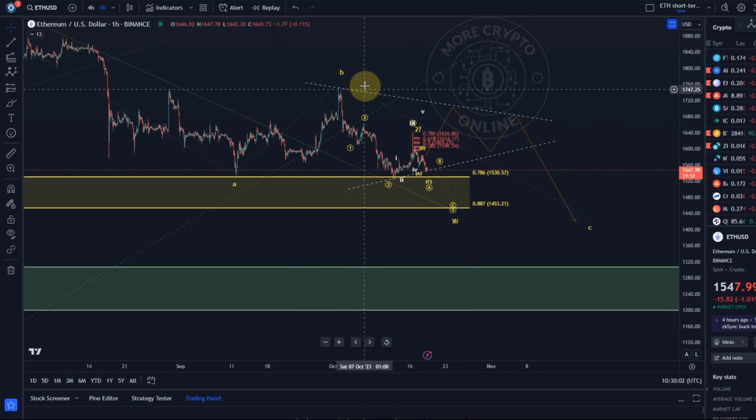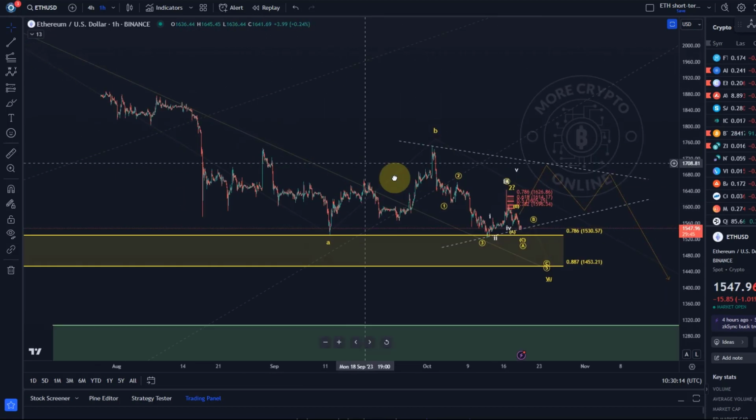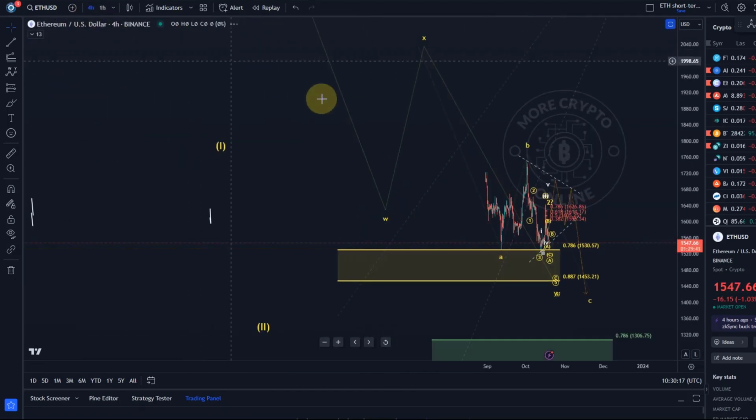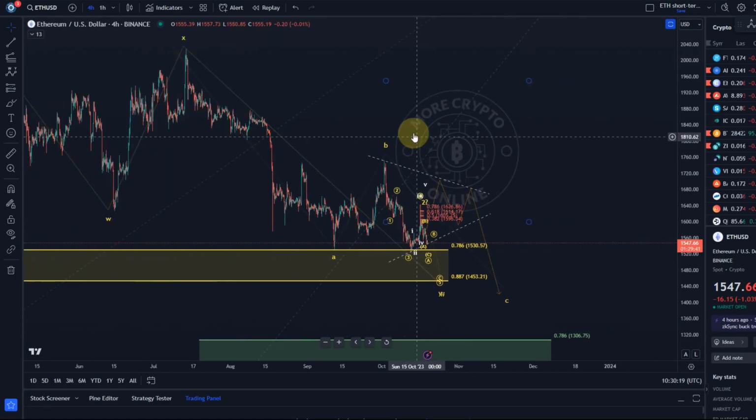Because at the moment the assumption is that a B wave topped on the 2nd of October and we are going to go down a little lower. At the very least, I'd like to see the price of around 1450 in this move to the downside, okay? That is based on Fibonacci extensions, but we can also calculate other targets.